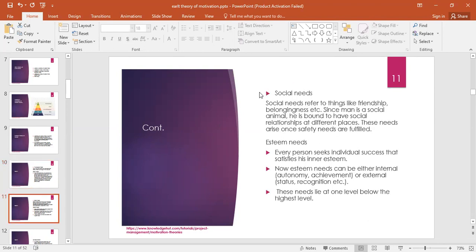Then come the social needs. Social needs refer to things like friendship and belongingness. Since man is a social animal, he is bound to have social relationships in different places. These needs arise once safety needs are fulfilled. Then come the esteem needs. Every person seeks individual success that satisfies his inner esteem. Esteem needs can be either internal, like autonomy and achievement, or external, like status and recognition. These needs lie one level below the highest level.